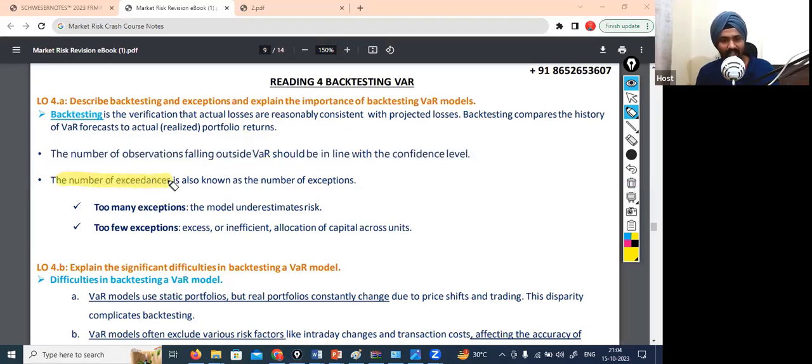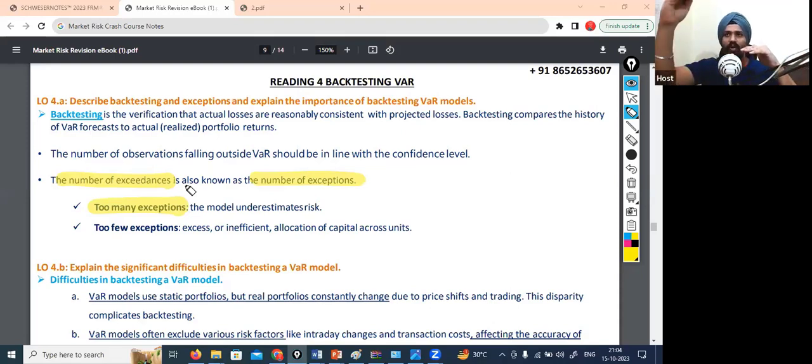And the number of exceedances means the VaR is going above your expected VaR. That is also known as the number of exceptions. If you have too many exceptions, like your VaR is going up, tomorrow also it went up, that means your model is not good. It's underestimating the risk.